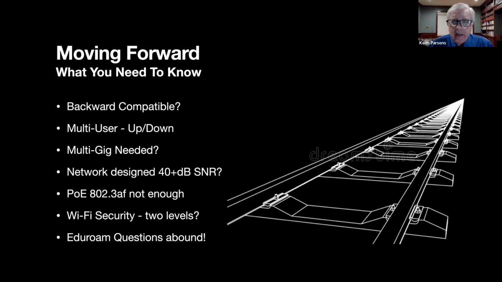Do you need multi-gig on your Ethernet? This has been a question people have had for a long, long time. Today, maybe not. But if you're going to upgrade your switch anyway, and you do need to upgrade your switch because of the next line down, that AF power isn't enough and we need more PoE power, if you're upgrading your switches anyway, well, why not go to multi-gig?